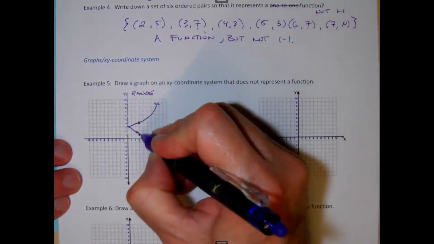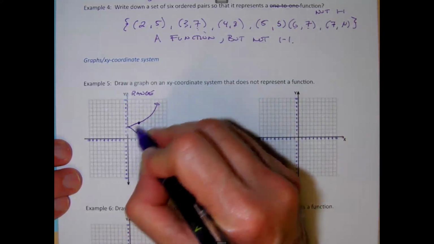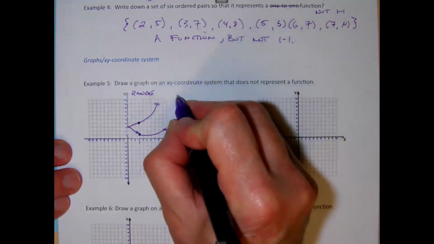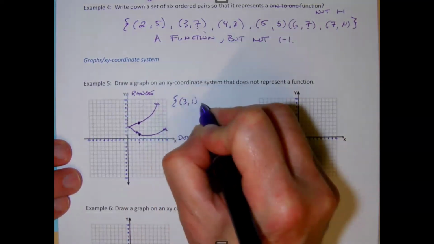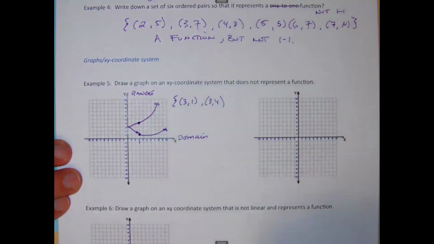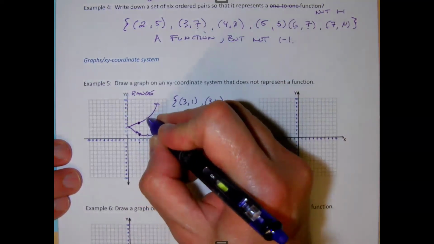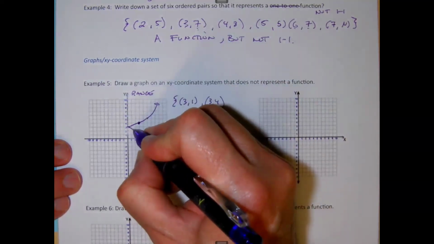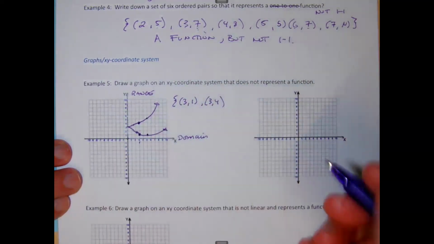Why? Because look, at 3, I'm getting a value of 1, and I'm getting the value of 4. So 3 gives me 1, and 3 also gives me 4. I can stop right here. This is not a function. You can see other things are also doing the same thing. Like 5 is giving me 2 values. As a matter of fact, 0 is the only thing that's giving me 1 value. Everything else is giving me 2 values. So definitely this is not a function.